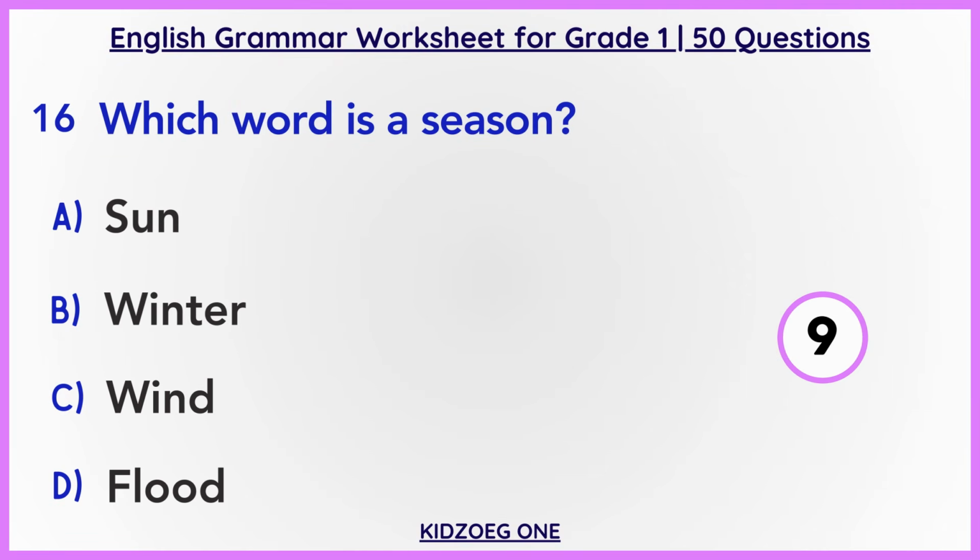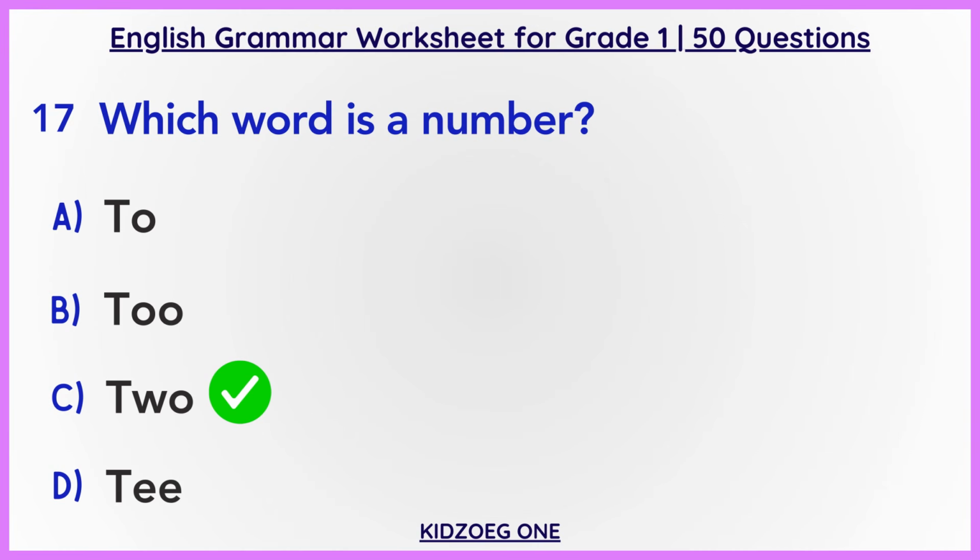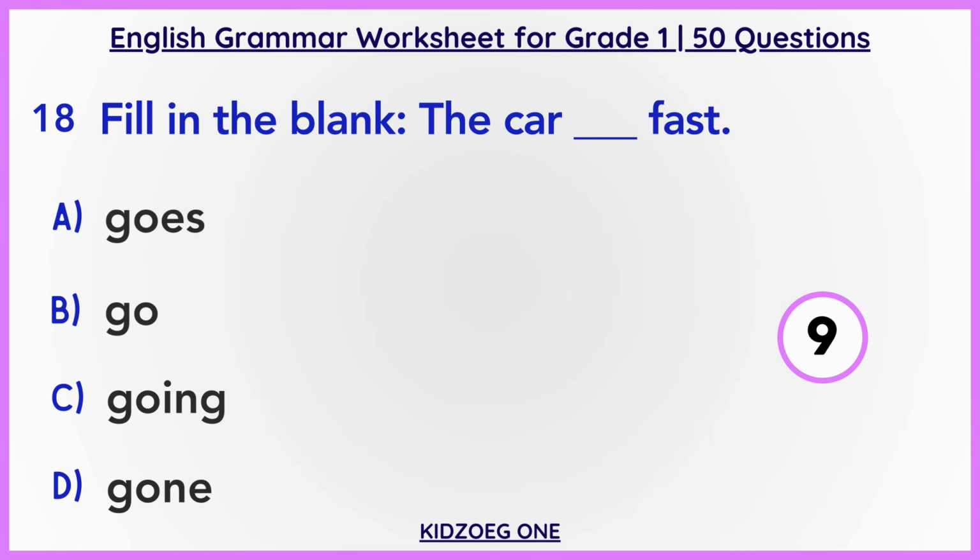Which word is a season? Winter. Which word is a number? Two. Fill in the blank. The car dash fast. Goes.